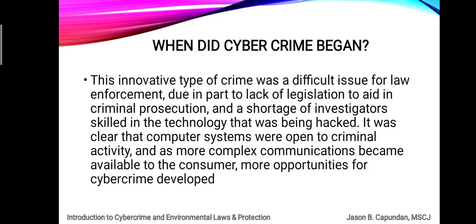So it was clear that computer systems were open to criminal activity, and as more complex communications became available to the consumer, so more opportunities for cybercrime developed. So cybercrime becomes advanced as our technology becomes advanced. As our technology becomes advanced and complicated, it also makes investigations and detection of cybercrimes more difficult and complicated.